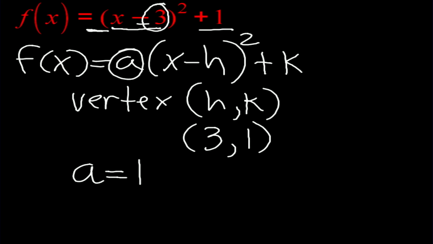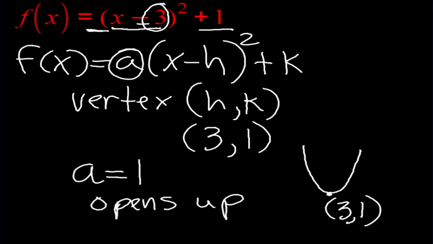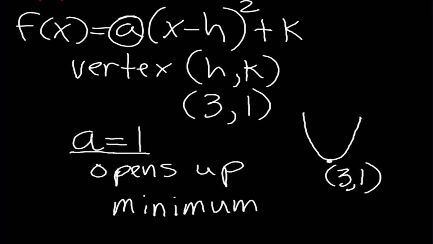So that tells me on the graph of this function, which looks like this, that's the parent function, then the vertex, if I put it on a graph, this point would be (3, 1). And because of the way the graph is, it opens up. Again, whether a is positive or negative tells me if it opens up or down. If it's positive, it opens up. If it's negative, it opens down. In this case, it opens up. Therefore, (3, 1) is a minimum. It's the minimum value, the lowest value on the parabola.